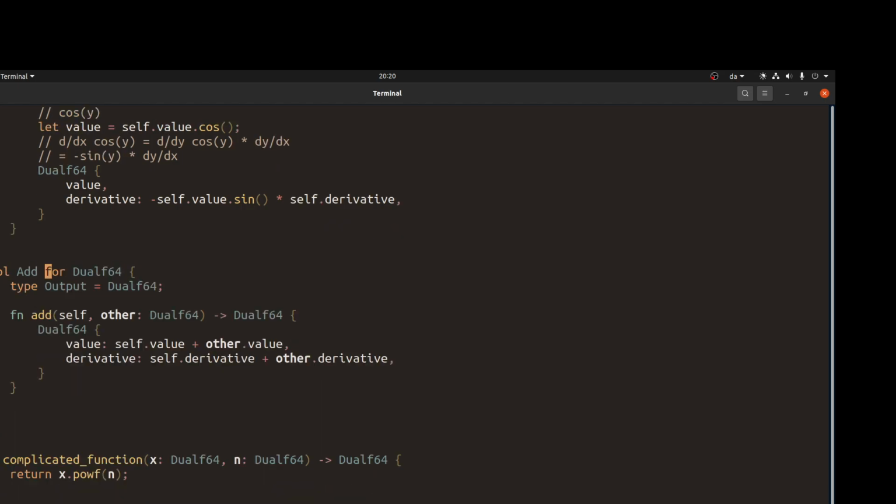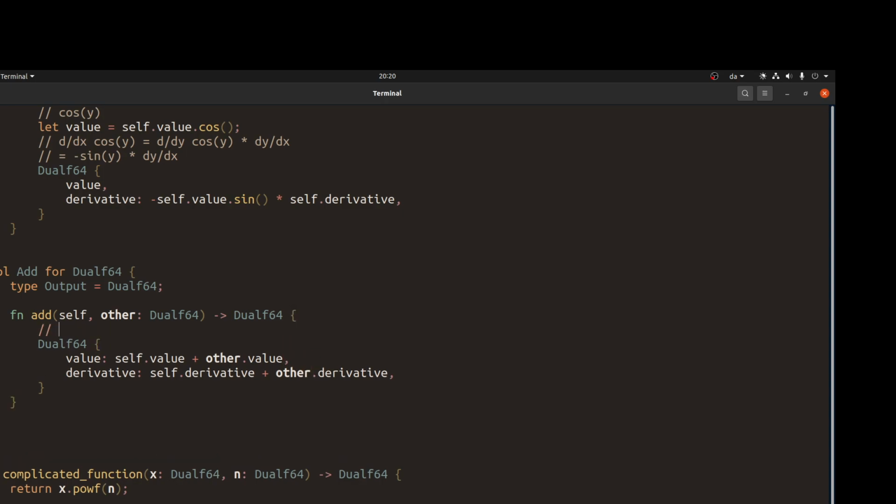So if I add 2 duals, I get another dual, and it's self plus the other one. You just add the values and you also add the derivatives. So why do you add the derivatives? It's because d of dx, yeah, so it has already been written. This is like the distributive rule for derivatives.